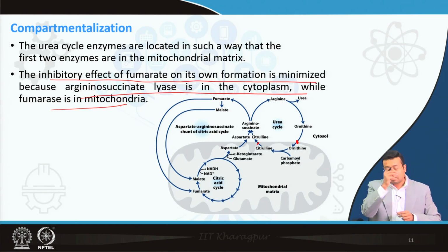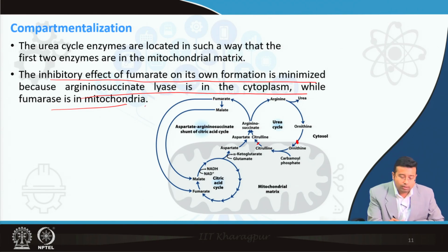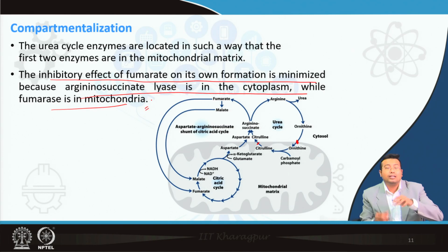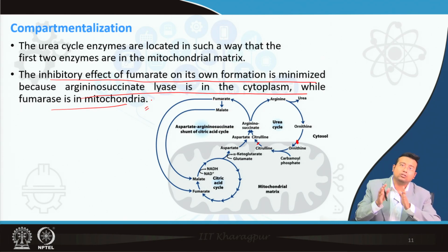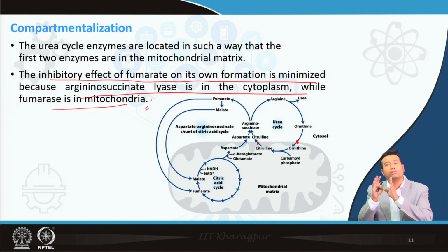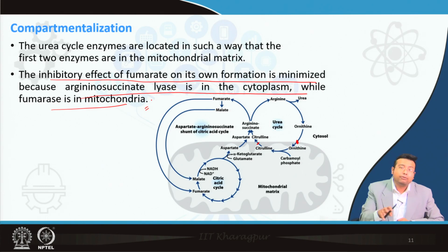Once again, when fumarate is formed, how is this happening? Fumarate is actually inhibiting its own formation. What do you understand by this? It means it would have inhibited the enzyme arginosuccinate lyase. Arginosuccinate lyase breaks down arginosuccinate to form arginine and fumarate, right. So, if fumarate was present over there, it would have caused feedback inhibition, but it is going outside.